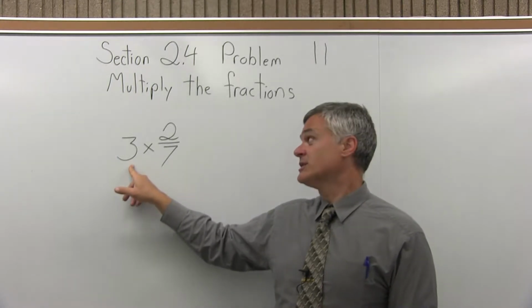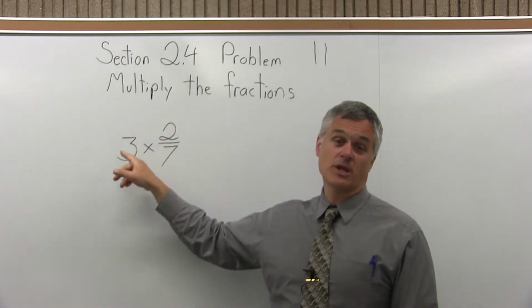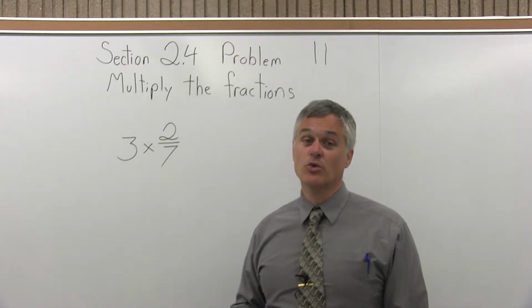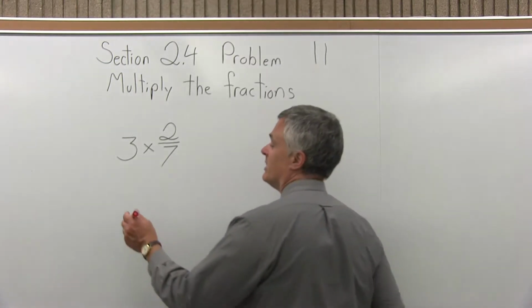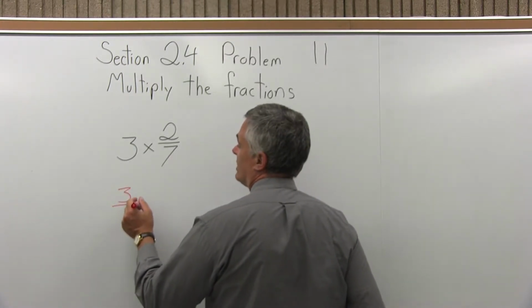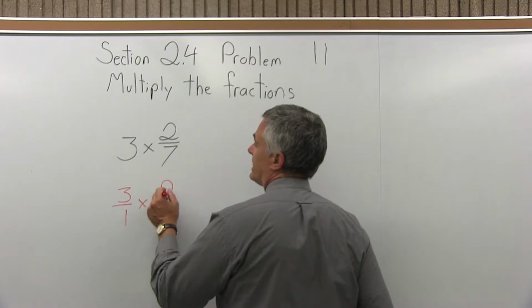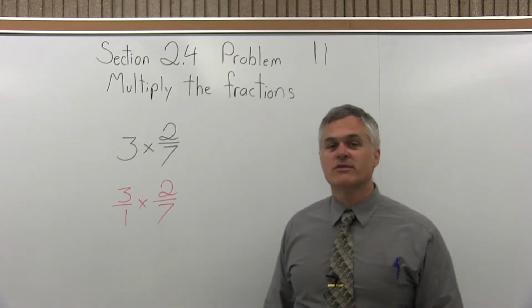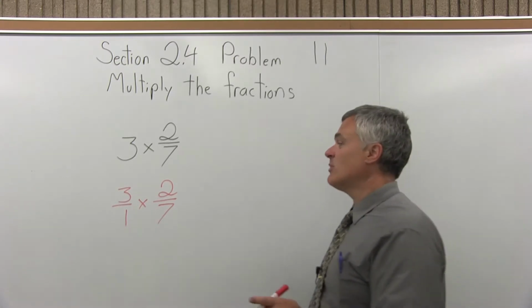To multiply fractions, I really want to do top times top, bottom times bottom, but because the 3 is a whole number, it doesn't really have a top and a bottom, or numerator and denominator is a more correct term. So any whole number can be written as a fraction by just putting a 1 under it. So that 3 can be written as 3 over 1. The 2/7 can be left the way it is, and now I can multiply.